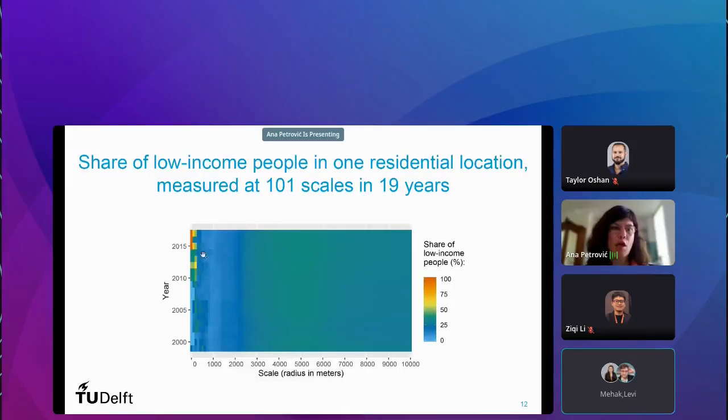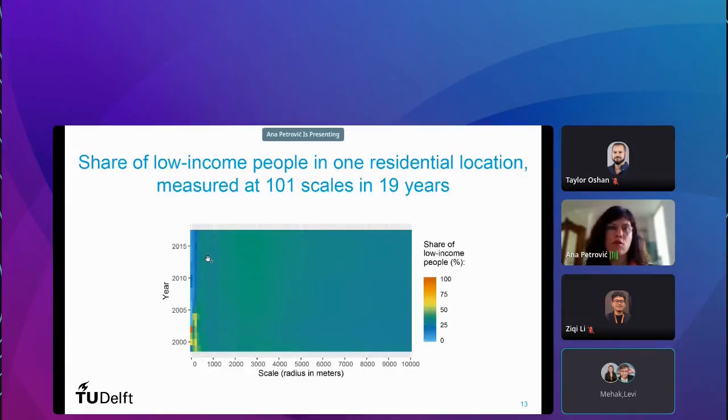The change happened specifically at this very small spatial scale, while at larger scales, the surroundings of this neighborhood stayed more or less the same. In another neighborhood, the situation is opposite. It started as a low-income neighborhood, but then developed into a neighborhood with almost no low-income people.